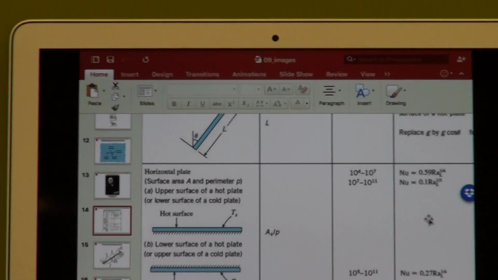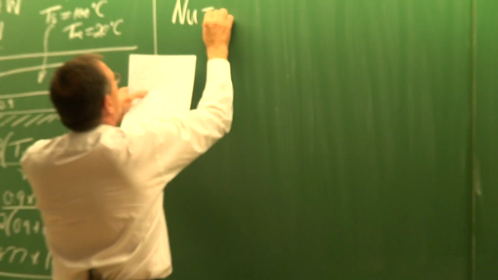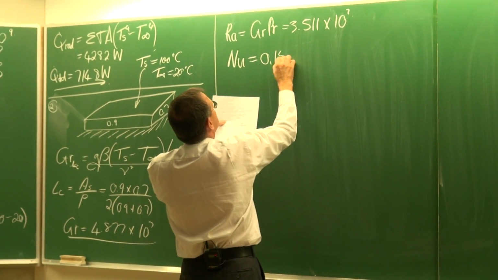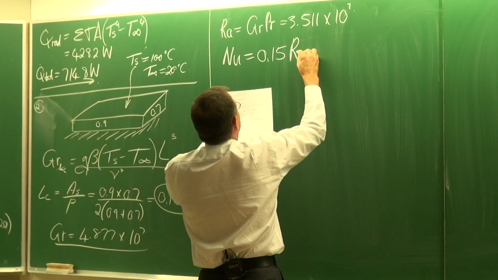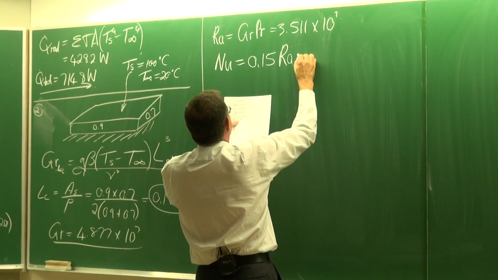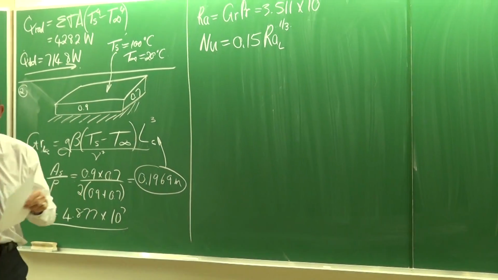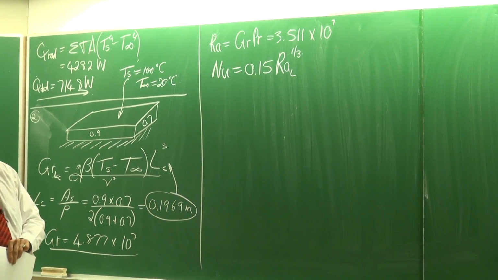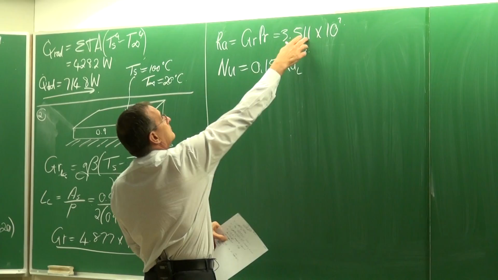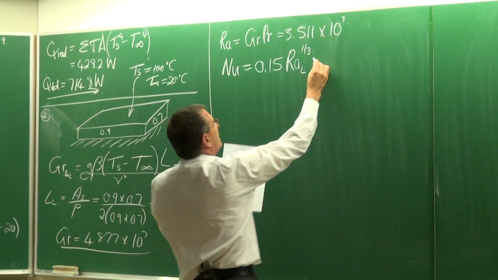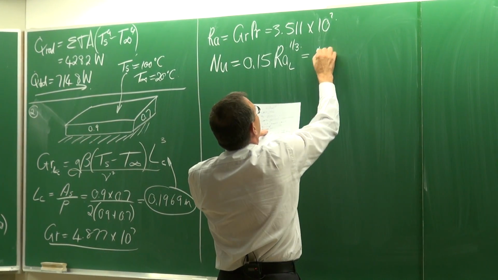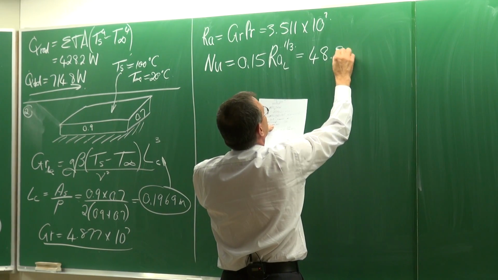Right, so we calculate the Nusselt number now with a simpler equation. 0.15 multiplied by Rayleigh to the third. And there's the Rayleigh. I just need to put it in there, and it gives me a Nusselt number of 48.83.